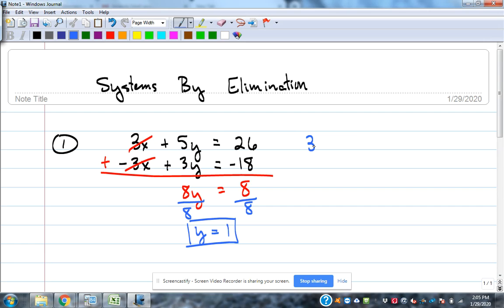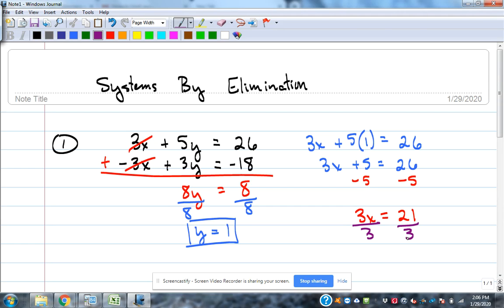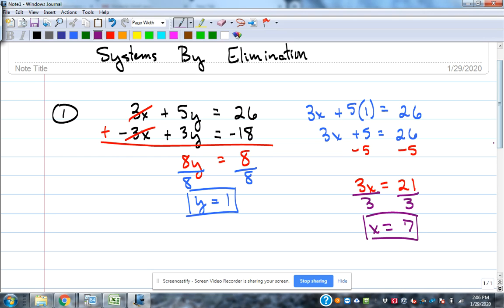So I'm going to go 3x plus 5 times 1 equals 26. I'm plugging that 1 that I got for y in the place of y in one of my equations, and then I'm going to work that out. So that'd be 3x plus 5 is equal to 26. Subtract 5. 3x is equal to 21. And the last step is divide by 3. x equals 7. And our final answer always is an ordered pair, (7, 1). x first, then y. So that's the final answer there, the ordered pair.